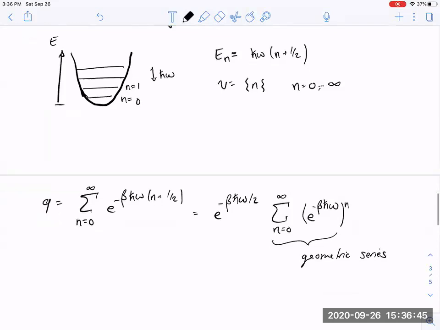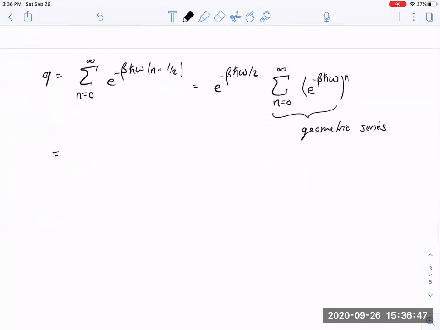So that sum is evaluatable. I can do it. I have this constant factor I've pulled out, and a geometric series gives me 1 over 1 minus the number that's being raised to the n. In this case, e to the minus beta h bar omega.